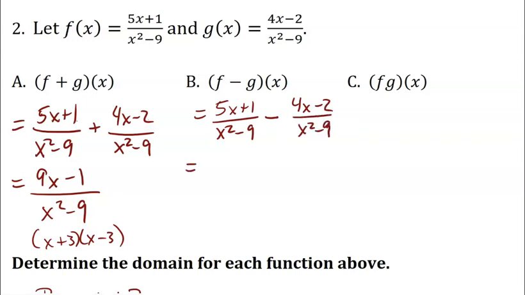Again, common denominators already, so we combine the numerators, but we need to be careful and distribute this negative. We are subtracting that entire quantity. So 5x minus 4x is 1x, and then 1 minus negative 2 is a positive 3. And then we divide that by x squared minus 9. Okay, in this case, remember that this factors x plus 3 times x minus 3.